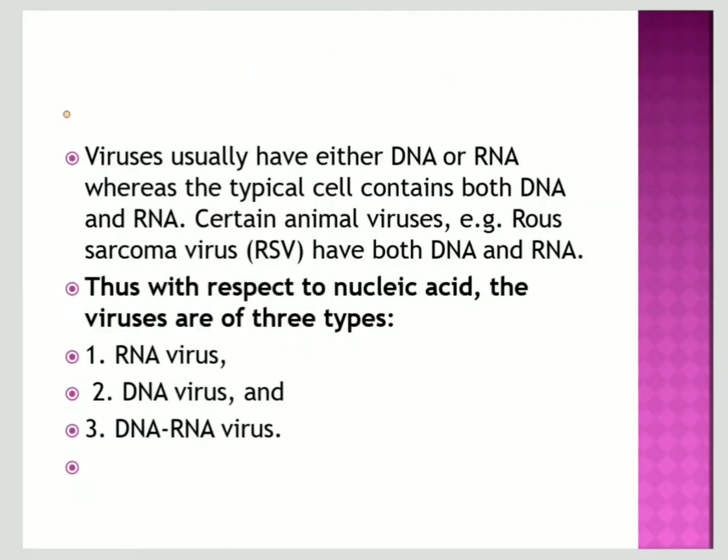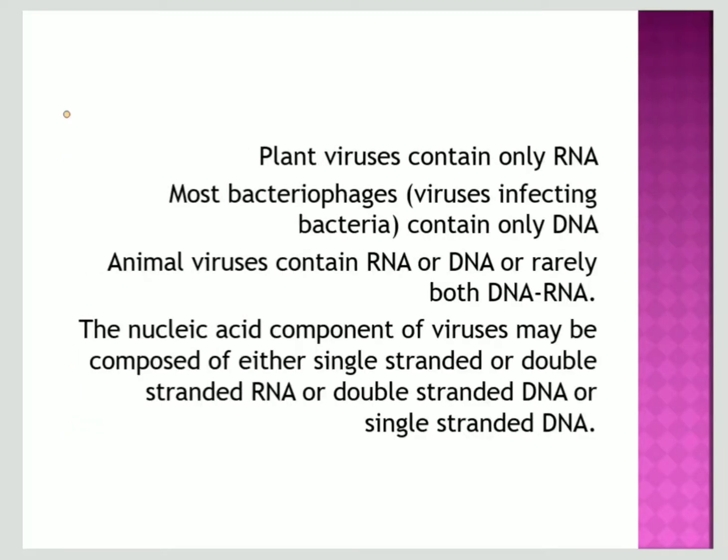Viruses usually have either DNA or RNA, whereas the typical cell contains both DNA and RNA. Certain animal viruses like Rous sarcoma virus have both DNA and RNA. Thus, with respect to the nucleic acid, the viruses are of three types: RNA virus, DNA virus, and DNA-RNA virus. So, based on that, these are divided. Here RNA is also acting as a genetic material.